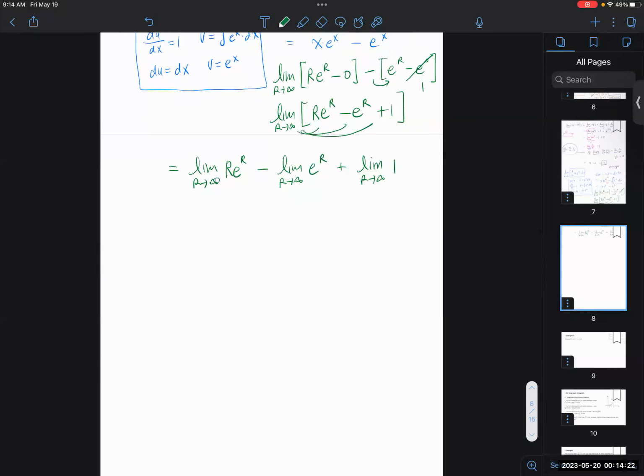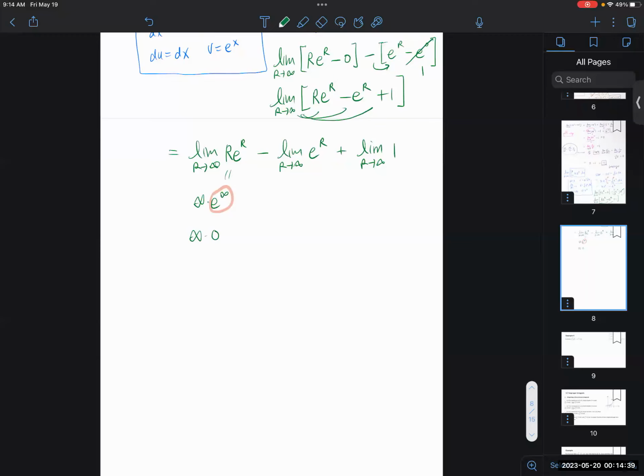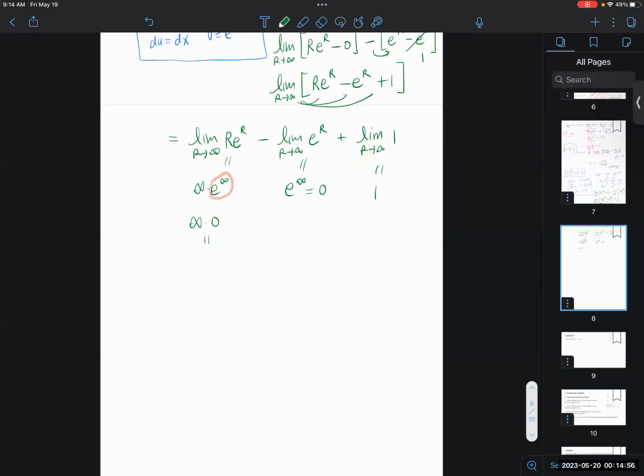By using the substitution method, this is infinity times e to the infinity. We know that e to the infinity, it is going to be 0. So this is 0 times infinity. So the limit does not exist. And then this one, e to the infinity, this is 1. And then e to the negative infinity, that's a 0. So what happened is infinity times 0 plus 0 plus 1.